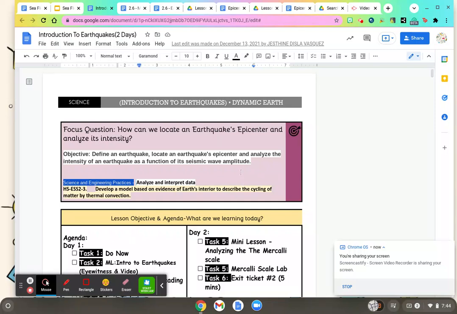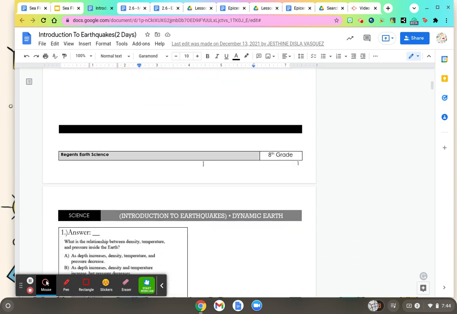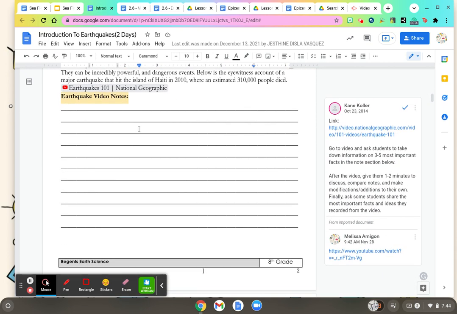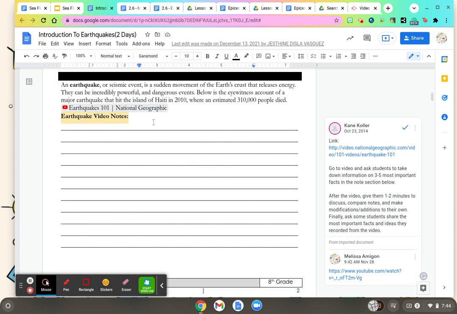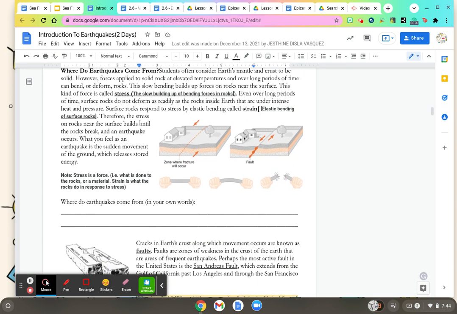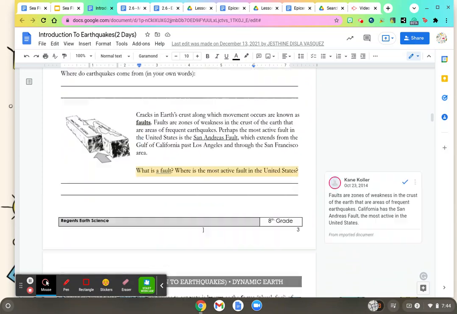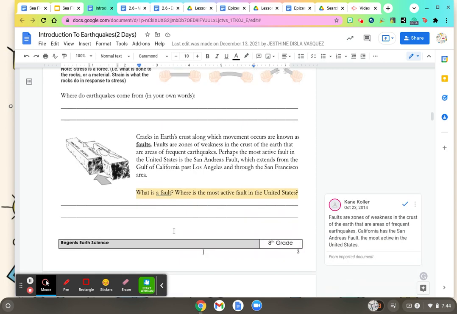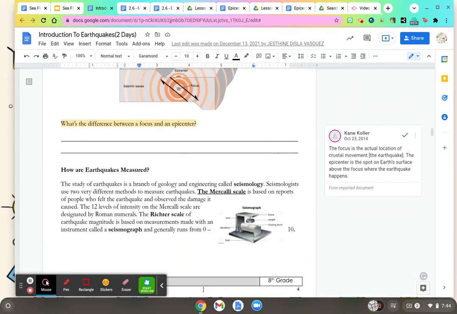All right, hello everyone. This is a walkthrough for the Introduction to Earthquakes lab. You're going to start off, like always, answering your do now. The first component is watching a video on earthquakes and writing a few notes on it. You will then continue by reading the small paragraphs of information that will give you the important vocabulary and understanding of earthquakes. So read very carefully. All the information is here for all the questions. Please write it in your own words.